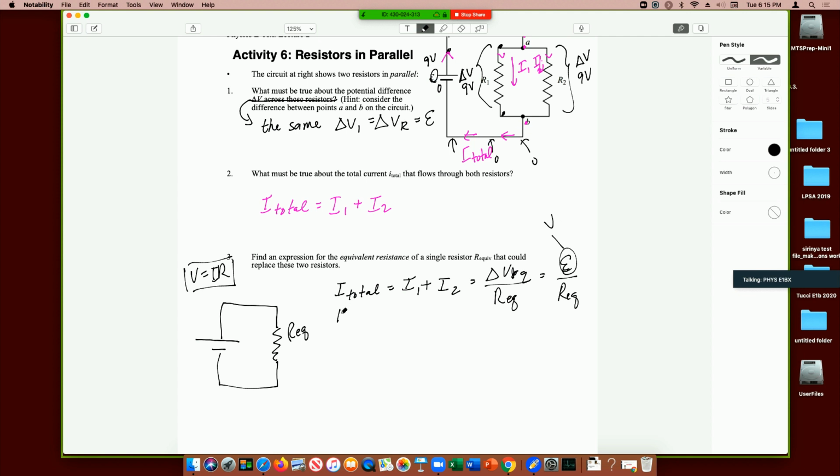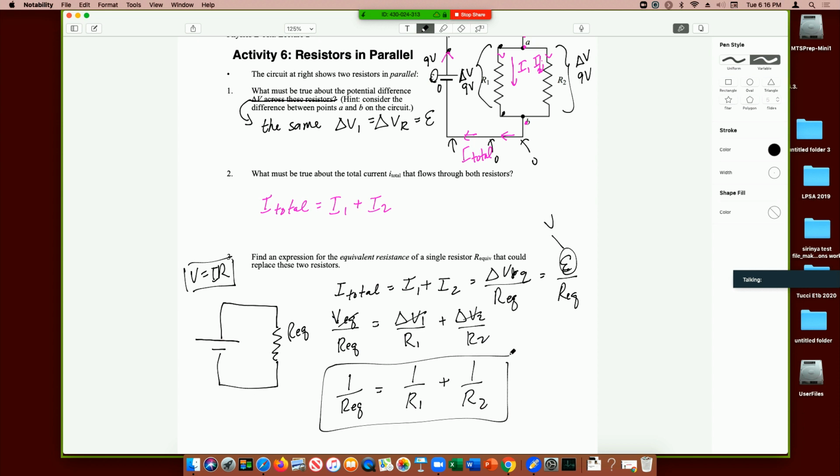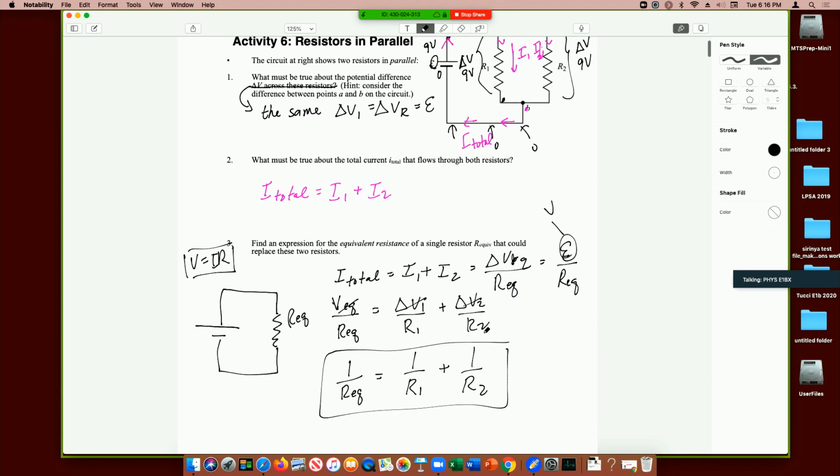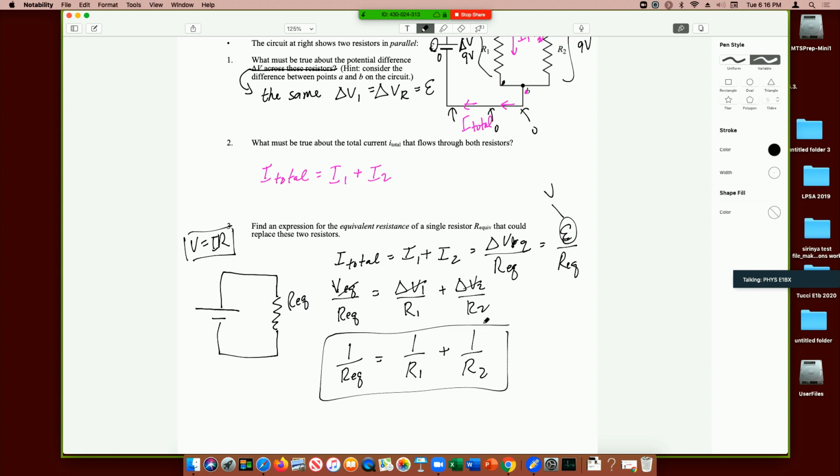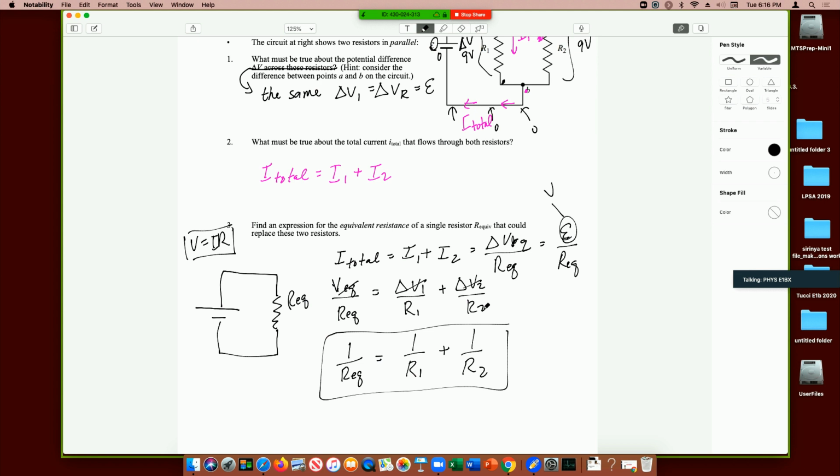And then from there we can just substitute things in. So V_eq over R_eq equals the change in potential 1 over R1 plus the change in potential 2 over R2, right? And because these are the same, they cancel out. Because remember, the potential difference across resistors in parallel is always the same. So those cancel, and what you end up getting is the equivalent resistance is just this. Okay? So remember in series, how did you find the equivalent resistance? You just added them together. Here it's like the reciprocal of the sum.